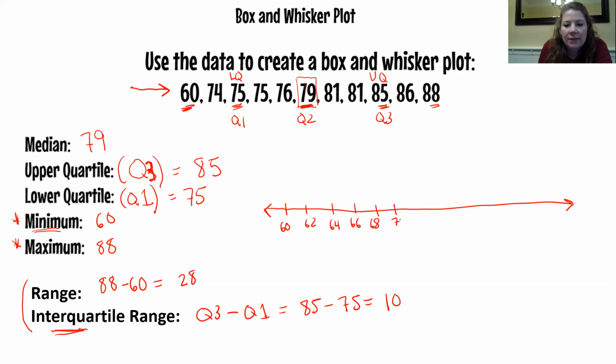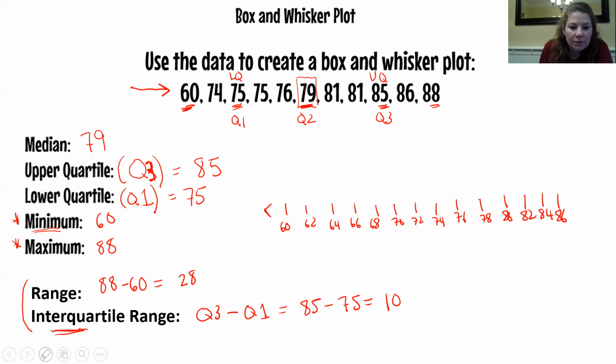Whoops, 70, 72, 74. Uh-oh, mine's a little bit too short. There we go. All right, for our box and whisker plot, we need to label all of these numbers right here.